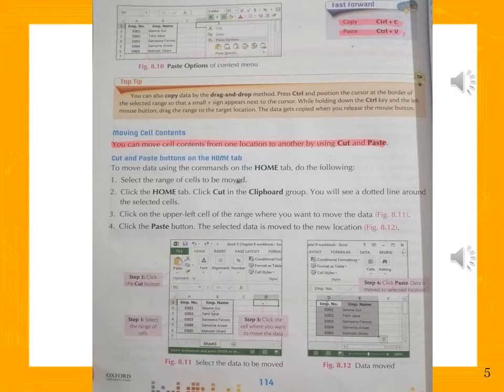Click on the upper left cell of the range where you want to move the data. Click the paste button, and the selected data is moved to the new location. You can see the pictures. They have selected cells from columns A and B and moved them to columns D and E. You can see in the pictures.